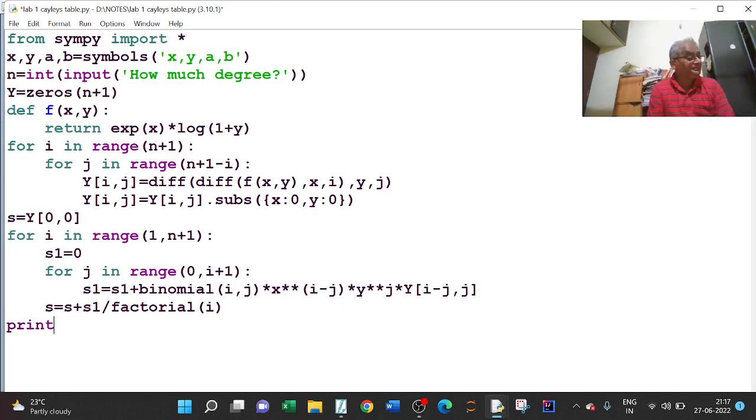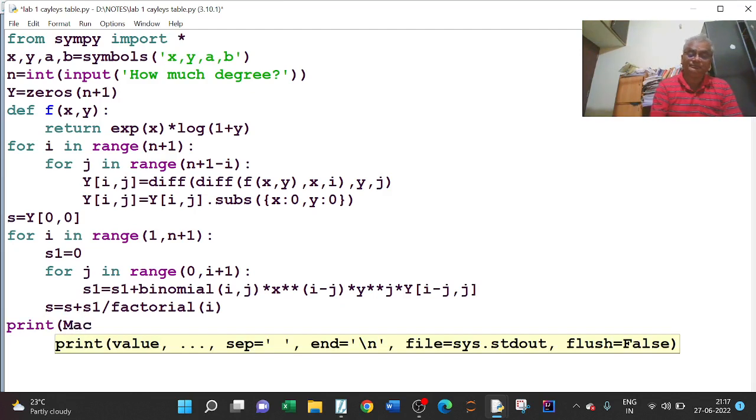Then finally I am going to print this. Print Maclaurin's expansion is. Maclaurin's, okay, I have to put a single quote or double quote. If I put double quote, here I will write a single quote. Maclaurin's expansion is, okay, here we can give backslash, no, it is not backslash, okay, backslash n. This goes to the next line, double quote close, comma, yes, okay, close.